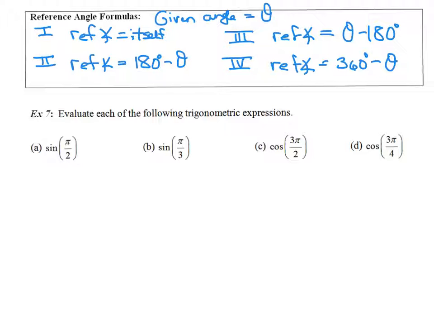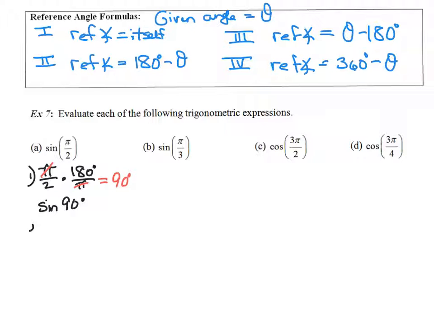If I want to find the sine of pi over 2, my first step is to convert my angle, pi over 2, over to degrees. So I'm going to multiply by 180 degrees over pi radians. You'll notice that the pi radians cancel. 2 goes into 180 90 times, so this is the same as 90 degrees. So I want to find the sine of 90 degrees.